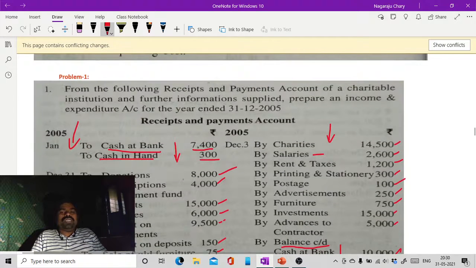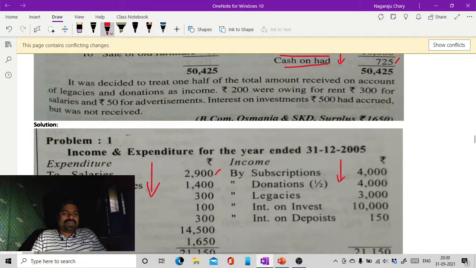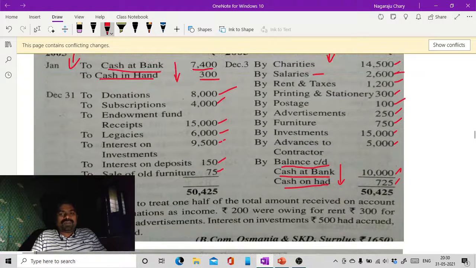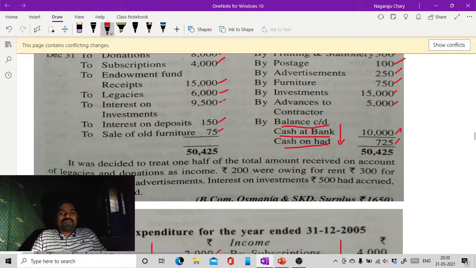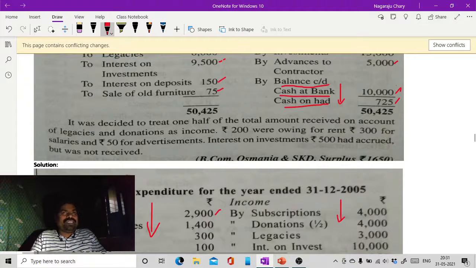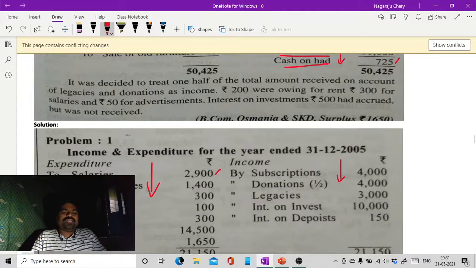That is 2,900. So you see here 2,600 is there, but here you have taken 2,900. How is it possible? So here you see, 200 is to be paid for rent and 300 for salaries. 300 are payable adjustment. So that is to be taken into consideration.